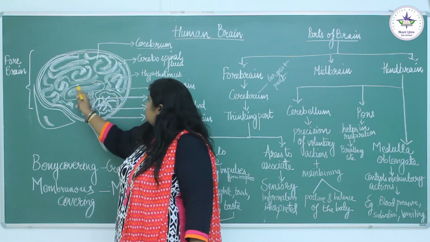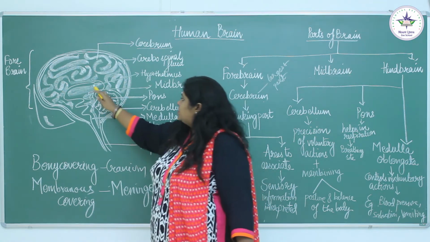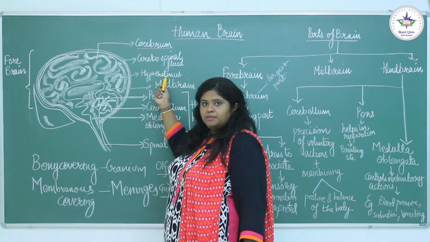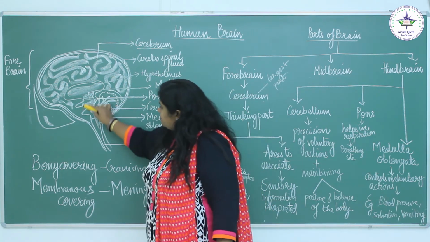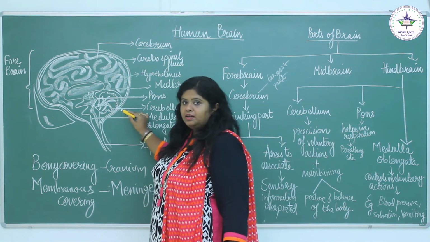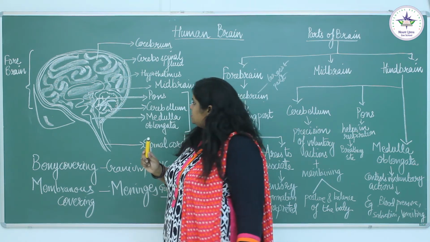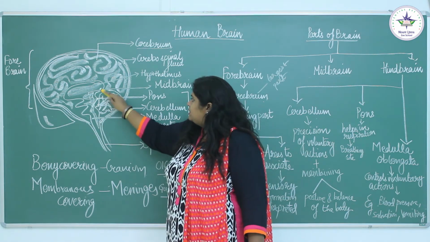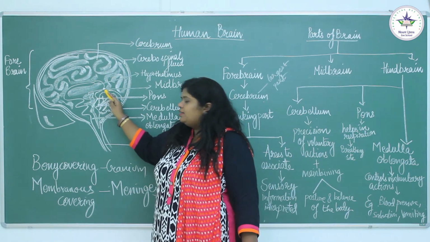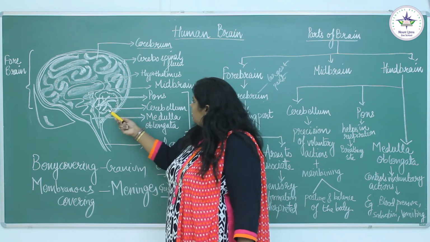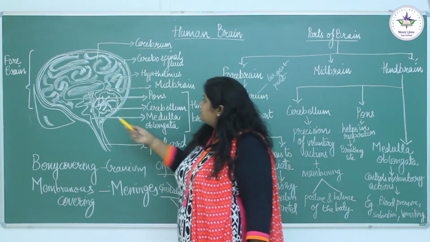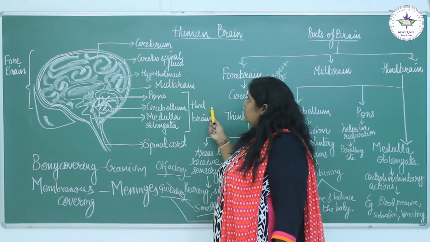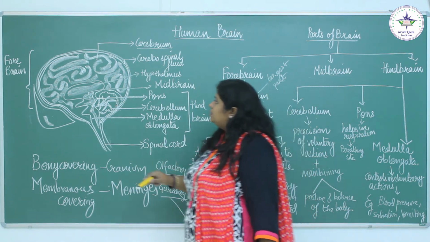This is your midbrain. It has your hypothalamus in it. And this part is your hindbrain. The hindbrain has three important parts. This one is the pons, this one is your medulla oblongata, and this part, which is somewhat circular in shape, is your cerebellum. So the pons, cerebellum and the medulla oblongata make your hindbrain.